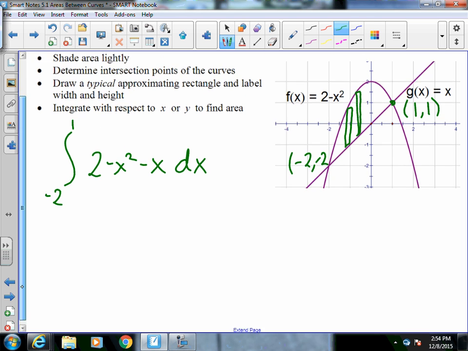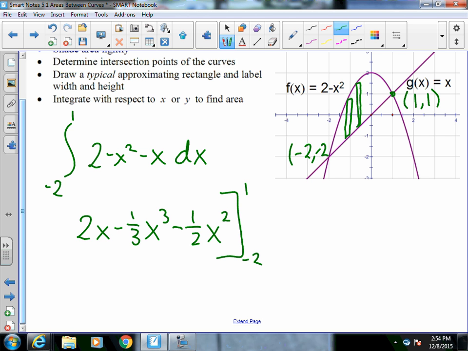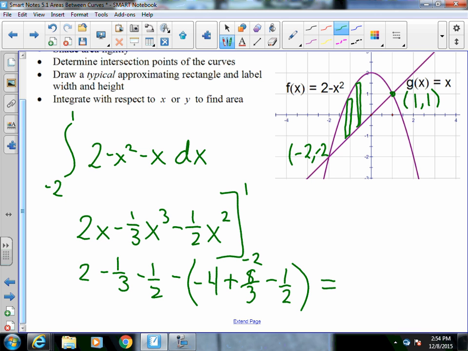So, now that we know the integral from -2 to 1 of all of this is how we're going to find this area, we can do it. So, we need to antiderive and evaluate that from -2 to 1. Now, plug in our 1. We get 2 minus 1/3 minus 1/2. Plug in our -2. We get a -4 plus 8/3 minus 1/2. You simplify all of this, you end up with 9/2 or 4.5. So 9/2 or 4.5.